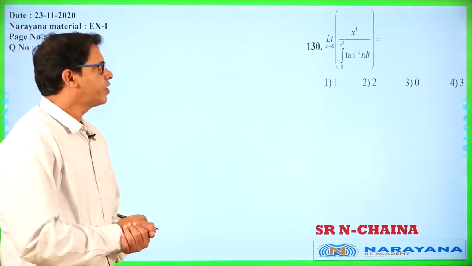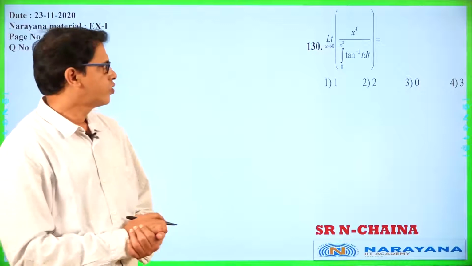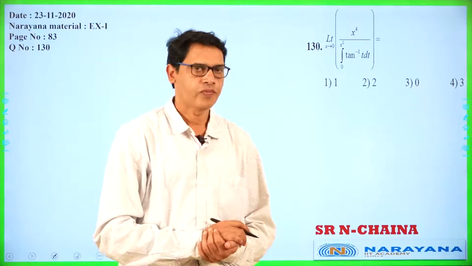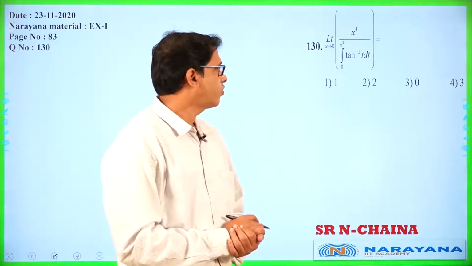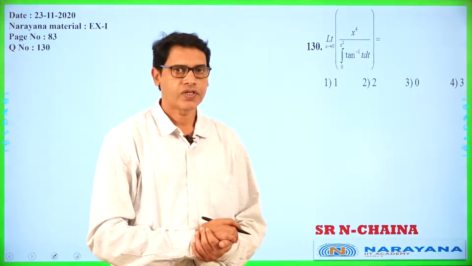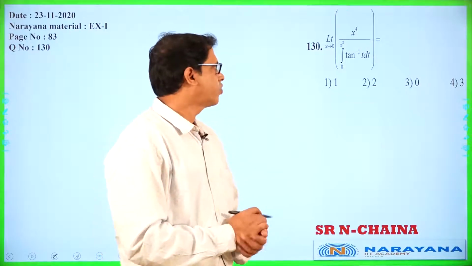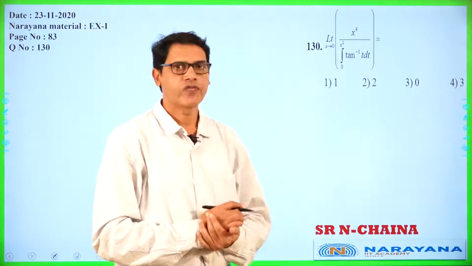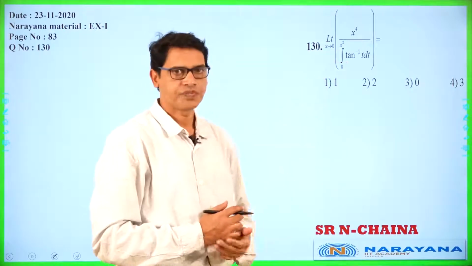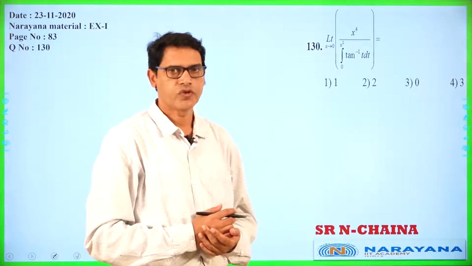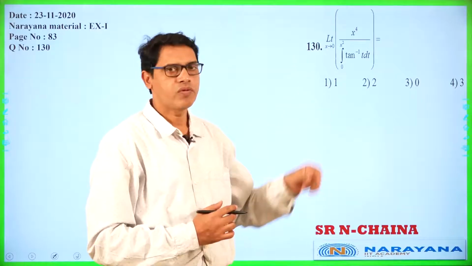Here limit x tends to 0. So what is the numerator? X to the power 4 upon integral 0 to x square tan inverse of t dt. So here if you apply the limits, what we get? You get 0 by 0, which means you get indeterminate form.